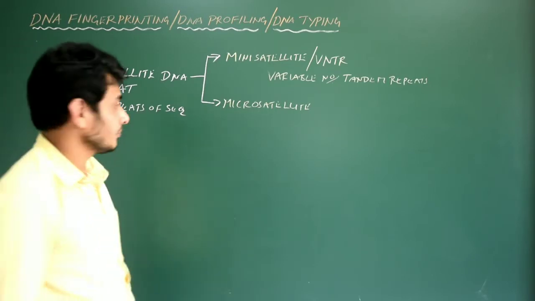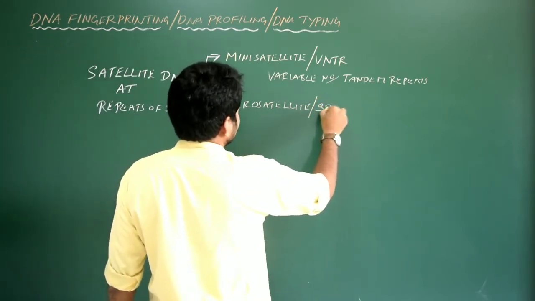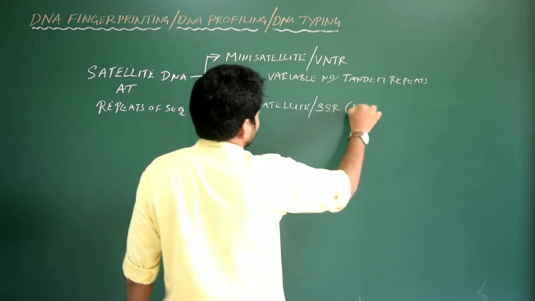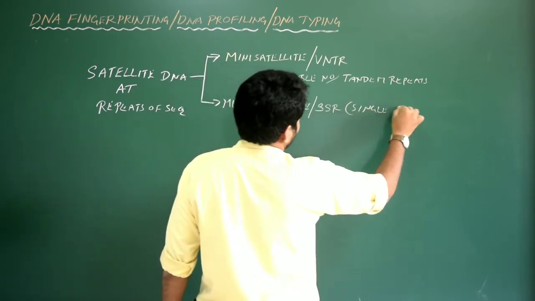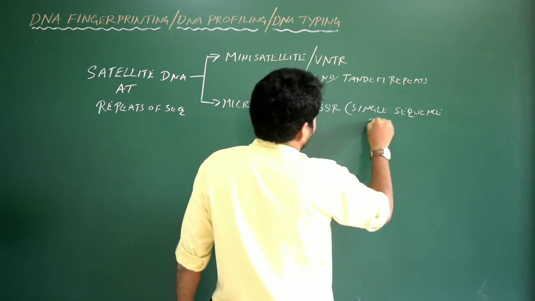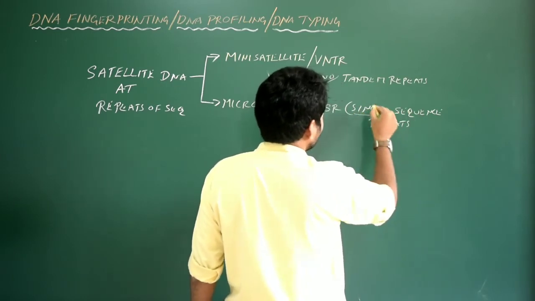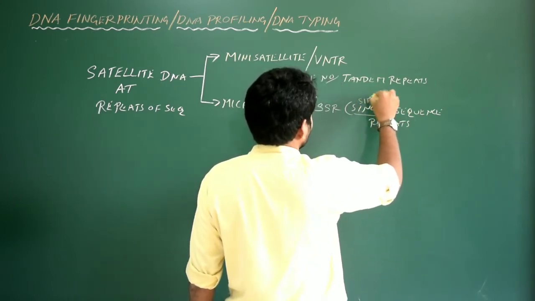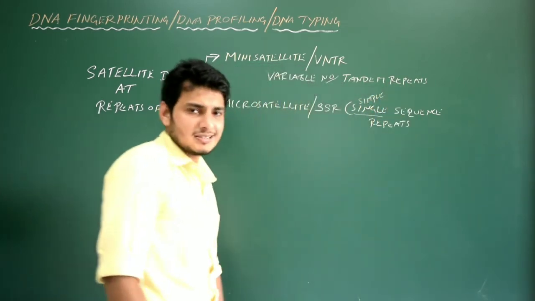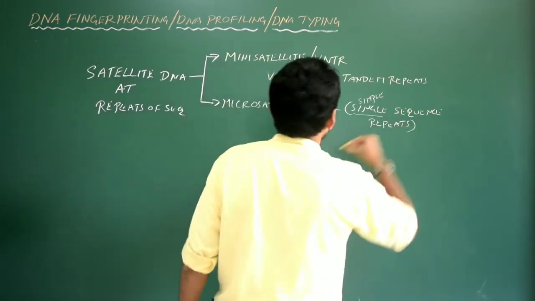What is VNTR? Now the microsatellite. It has one more name, that is SSR. What is this SSR? Single sequence repeats. Okay. Even instead of writing single, if I write simple, that is also correct. Single or simple sequence repeats. That is nothing but the microsatellite.